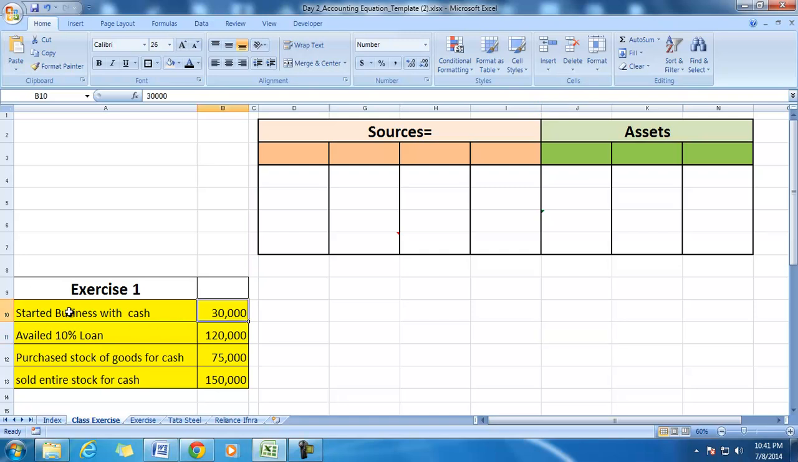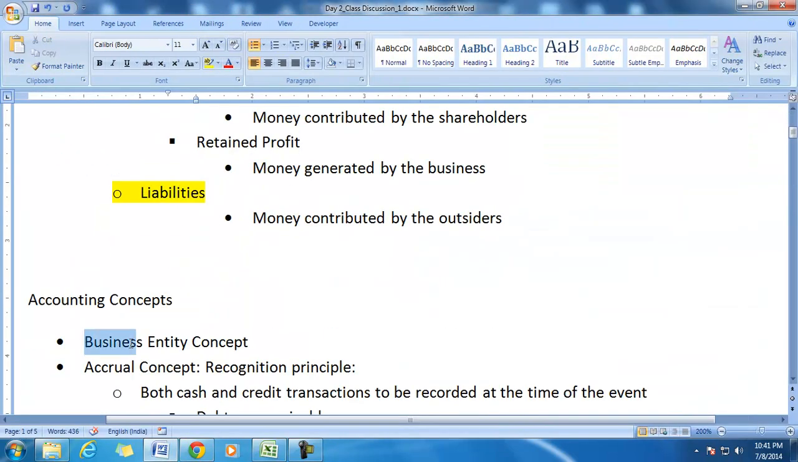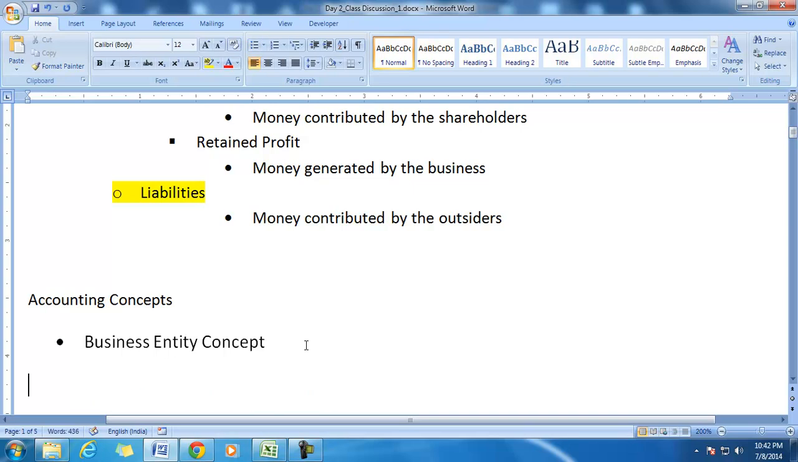So, started business with cash. That means the owner has given cash to the business, and the business and the owner are two different entities. One of the important concepts of accounting is that owner and business are separate. That is called the business entity concept. The balance sheet of Infosys is the balance sheet of the company, not of the shareholder. The balance sheet of Wipro is the balance sheet of the company, not of the shareholder. So the business and the owner are two different entities.